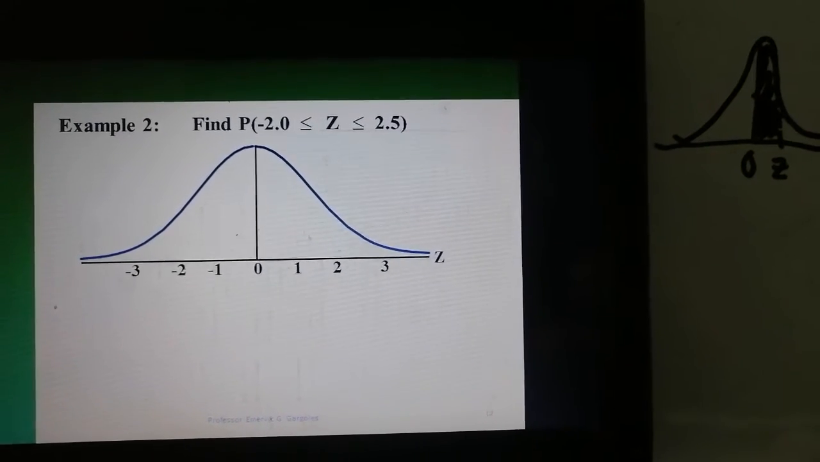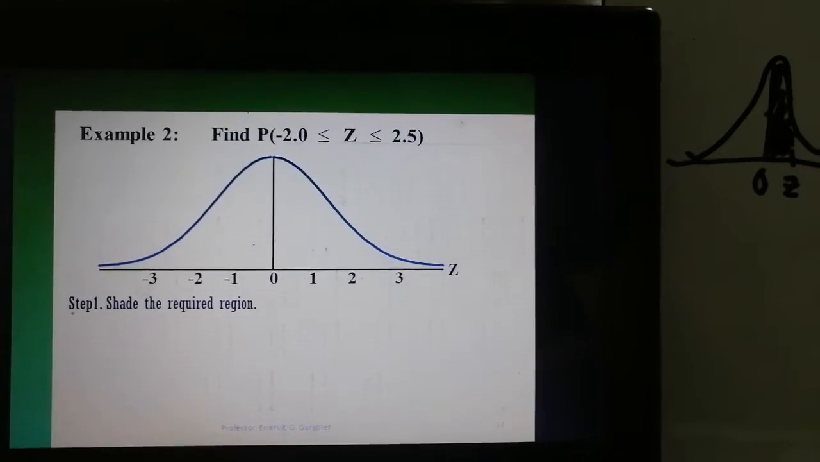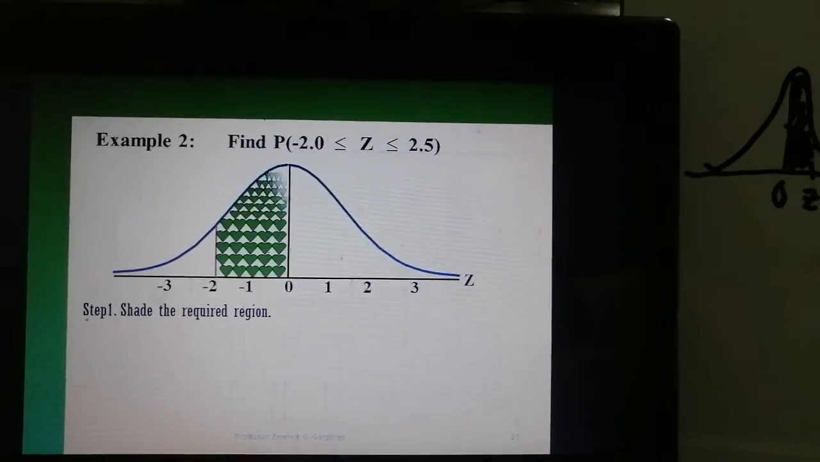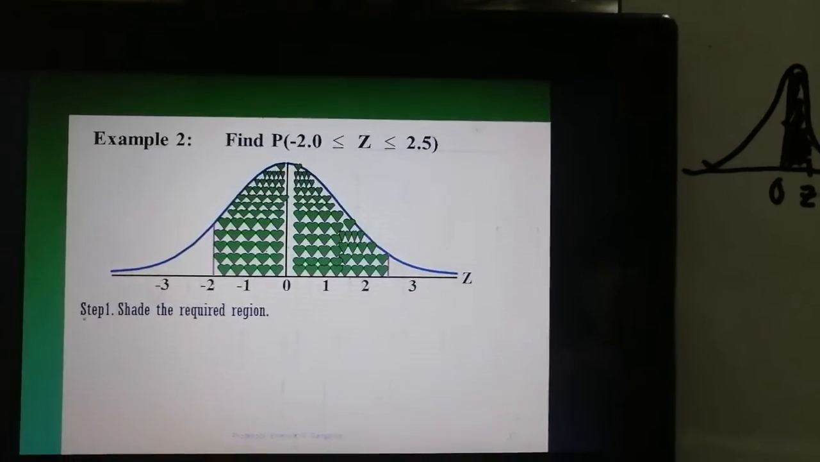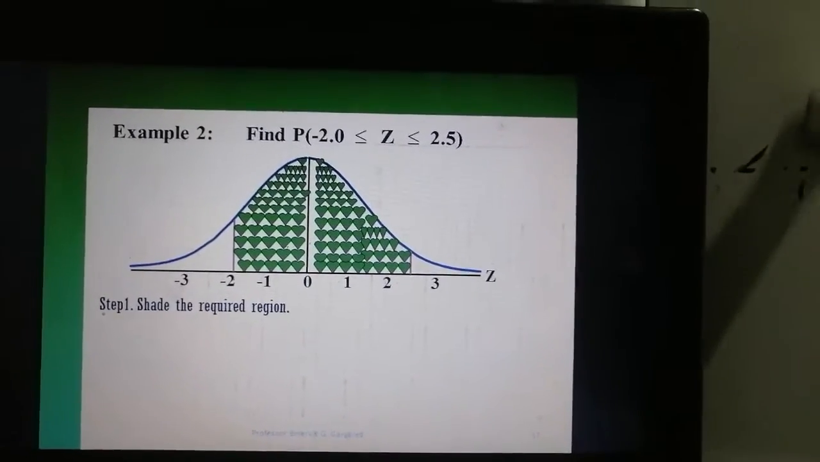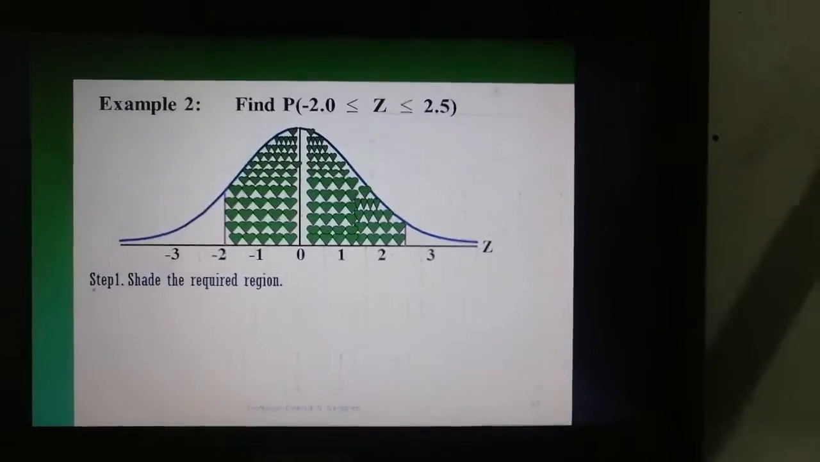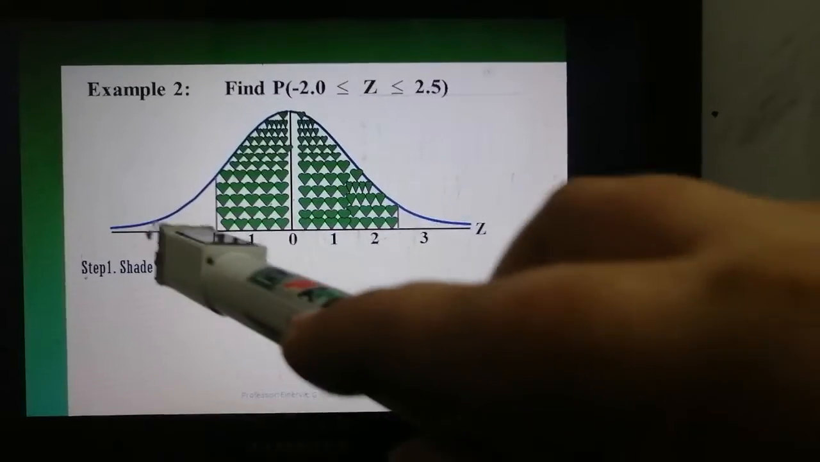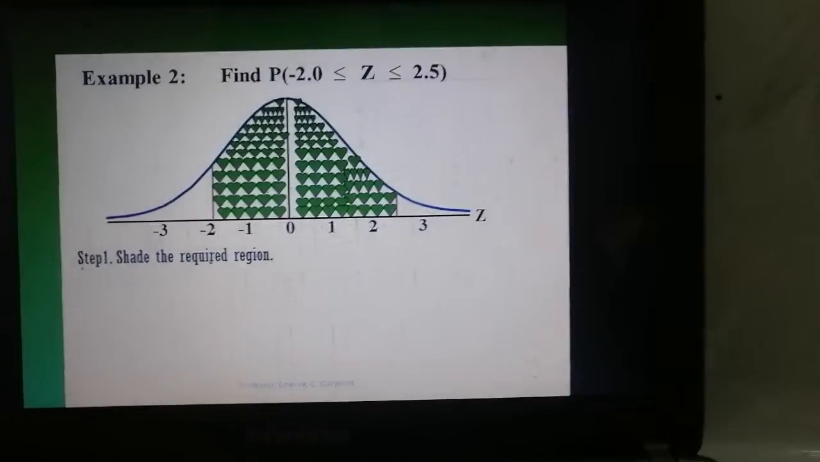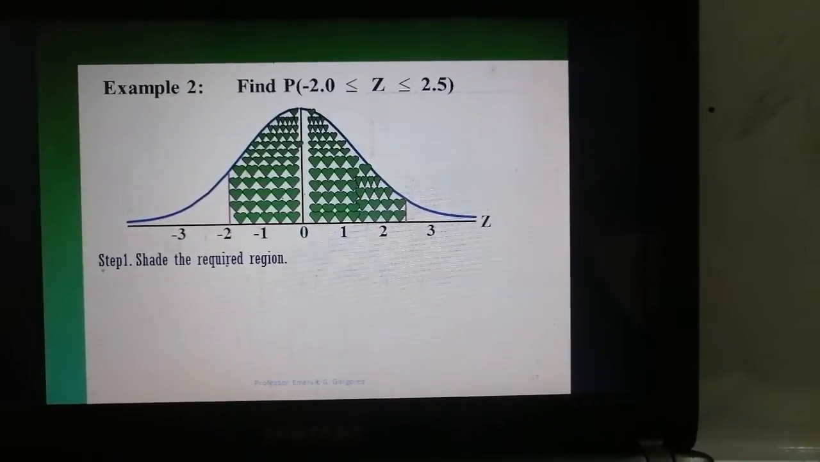So what's the first step again? You have to shade the required region. So where is negative 2.0? Upper or lower distribution? Lower. How about 2.5? Upper. So what do you notice about the area of interest? We have to find the area from 0 to 2 and find the area from 0 to 2.5. And what do we have to do with the areas? Add.